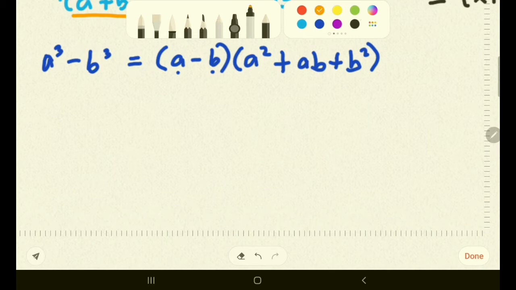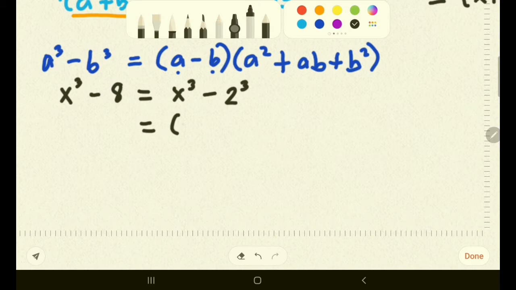Now, let's try x cubed minus 8. Okay, again, express each term to the power of 3. So you have your x cubed minus 8, which is 2 cubed. The next, you take the base for each term.